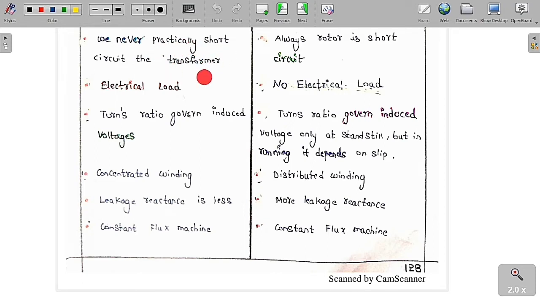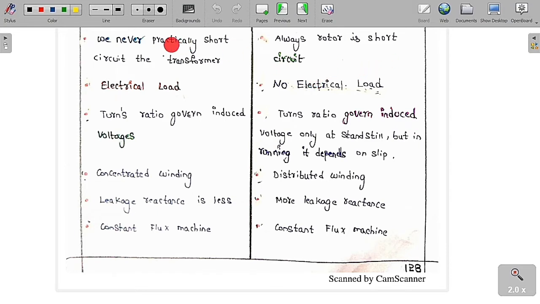We always keep the load at the end of the transformer, but we never prefer to short circuit the transformer, because we use the transformer for loading purposes, not for short circuiting. So short circuiting the transformer is not our important agenda. We never practically short circuit the transformer, but the rotor is always short circuited. So in the induction motor, the rotor, or you can say the secondary, is always short circuited.